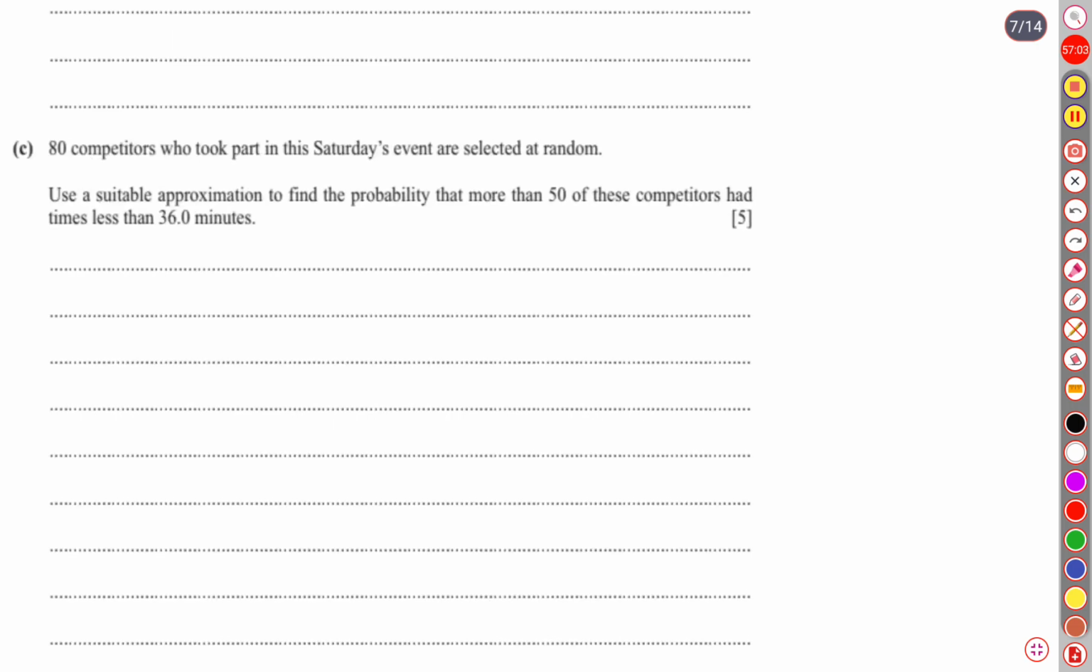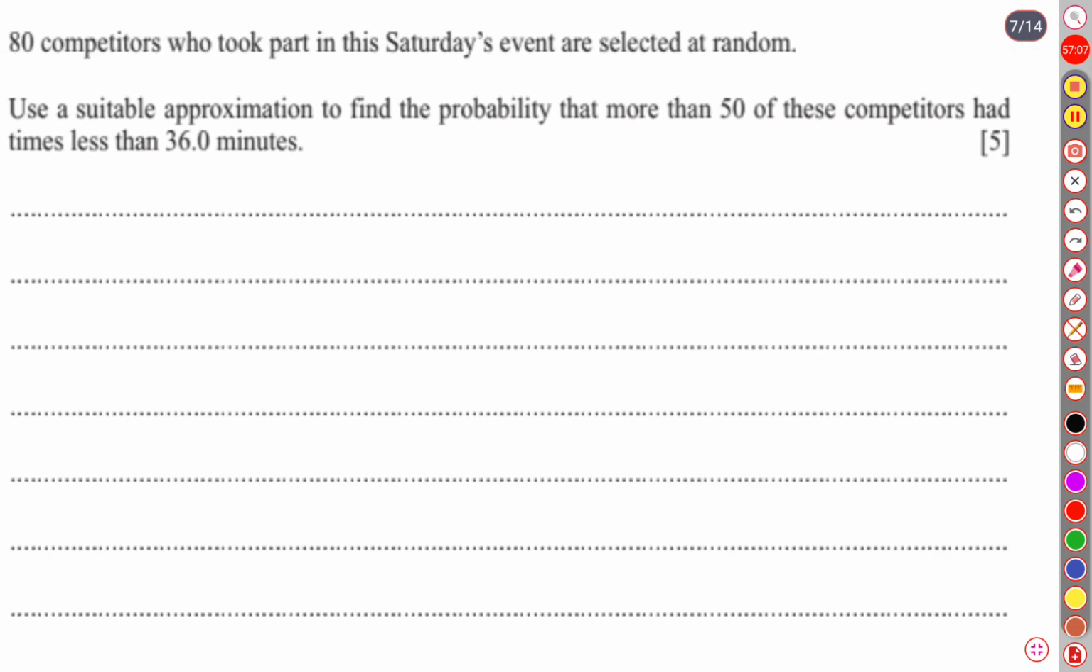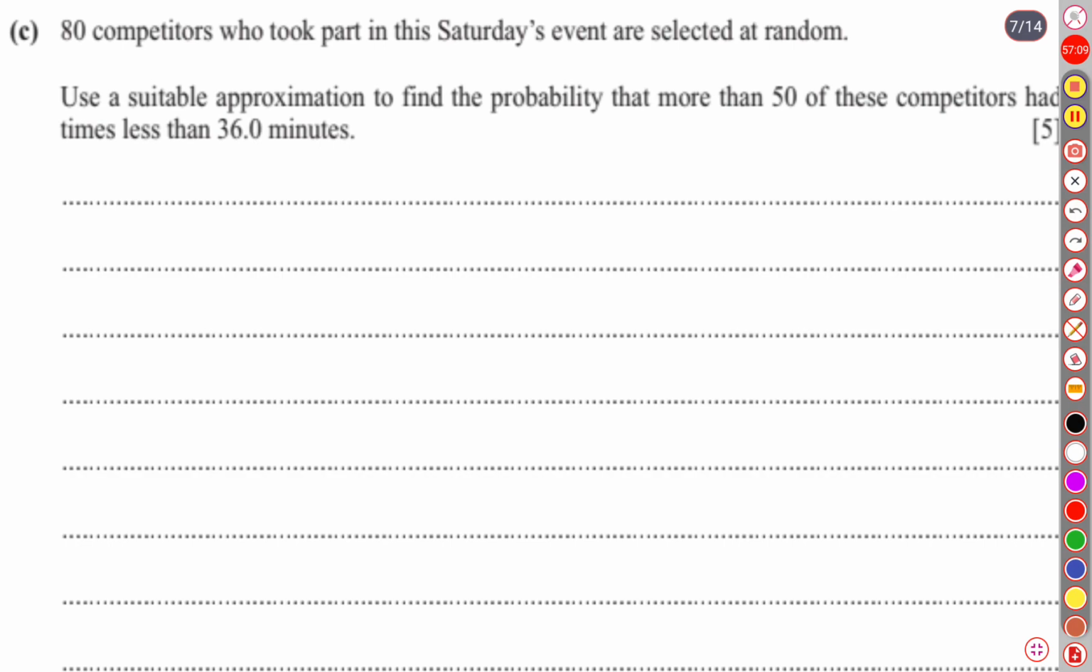Well, question number C says, 80 competitors who took part in this Saturday's event are selected at random. Use a suitable approximation to find the probability that more than 50 of these competitors had times less than 36 minutes. So for 36 minutes, the probability is 0.6, as we have come to know from the previous question. But here, the clue word is approximation. Remember, whenever the word approximation is mentioned, it indicates that the distribution is binomial, which is to be converted to normal distribution.